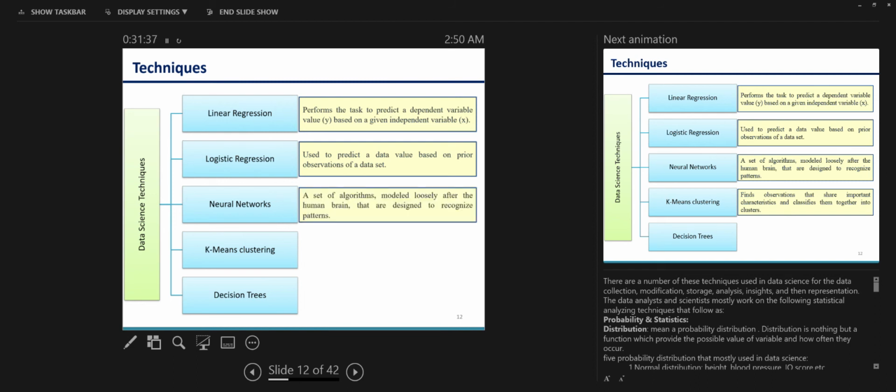A neural network is a set of algorithms or models that are loosely modeled after the human brain and designed to recognize patterns. Neural networks are used in deep learning applications, for example self-driving cars and robotics applications. So a neural network makes a decision based on feature extraction.